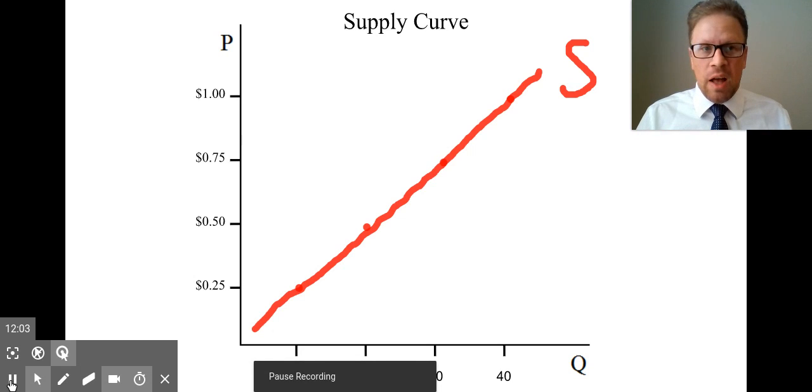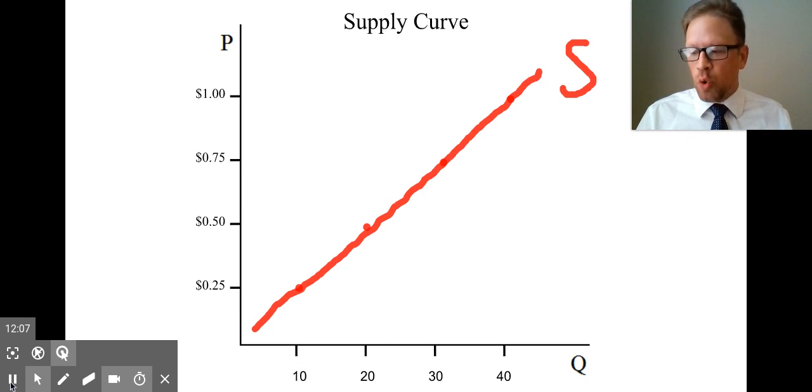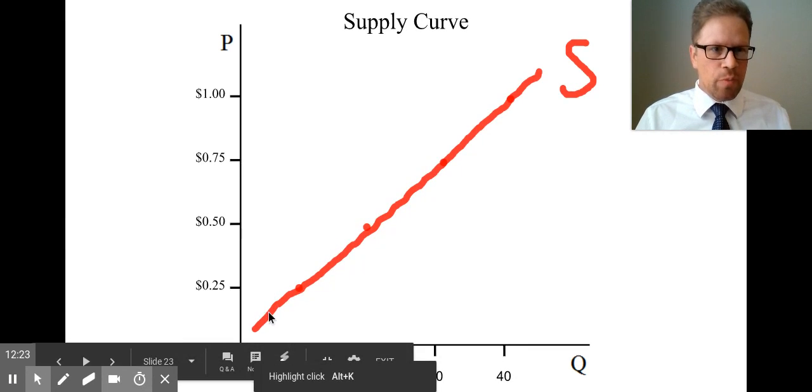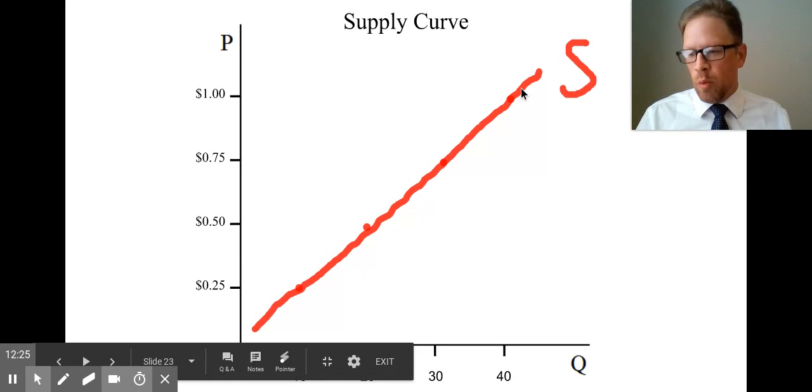Now, while supply is actually variable in the long run, in the short run, supply is influenced by the law of supply and also the law of diminishing returns. The law of supply is a pretty basic one. This says more of a good or service will be supplied at a higher price than at a lower price. So the lower the price, the less they want to produce. The higher the price, the more they want to produce.